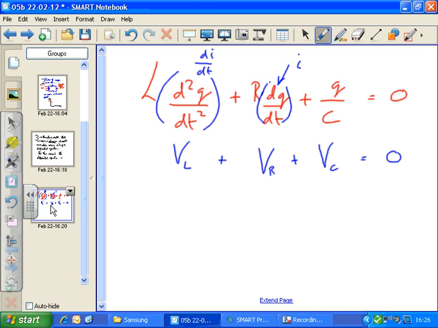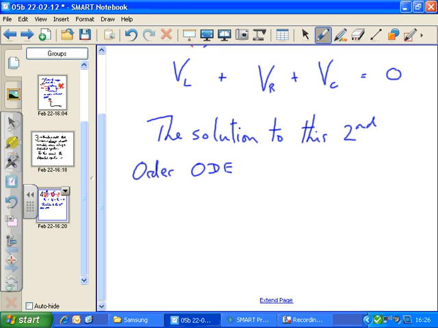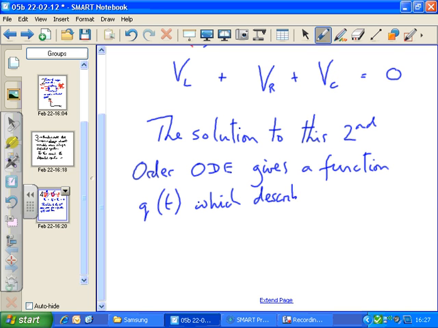So, the solution to this second order ordinary differential equation, as it's called, ODE for short, gives a function q(t), which describes how the charge varies with time in this circuit.